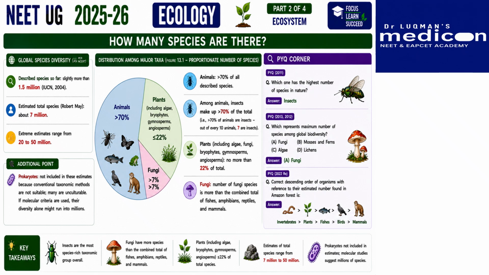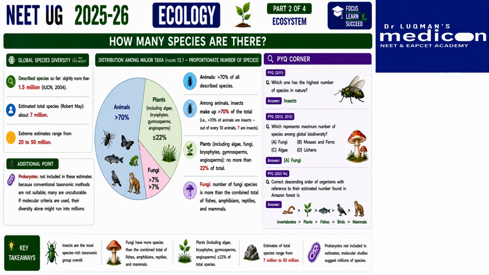Described species so far: slightly more than 1.5 million according to the IUCN 2004. Estimated total species: Robert May reports about 7 million, and extreme estimates range from 20 to 50 million.